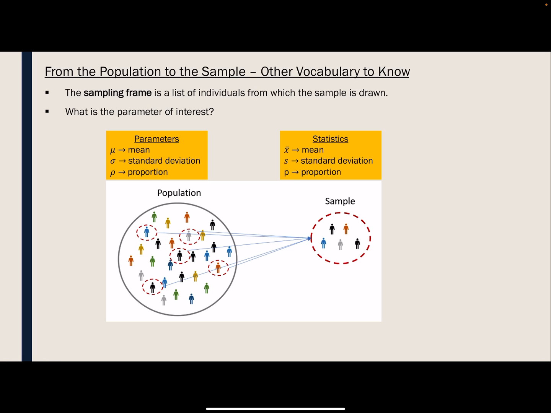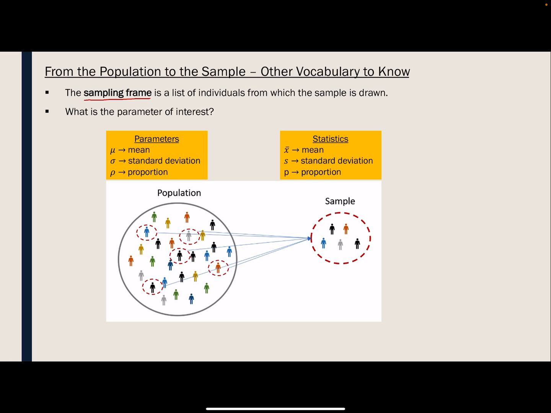All right, so a few other vocabulary words to know before I do another couple of examples. First, the word sampling frame. Usually I make these purple, I guess I forgot to do that with this one. So a sampling frame is the list of individuals from which the sample is drawn.